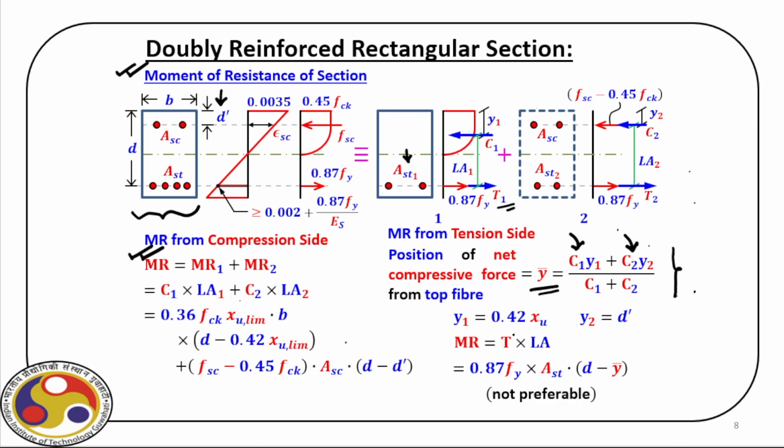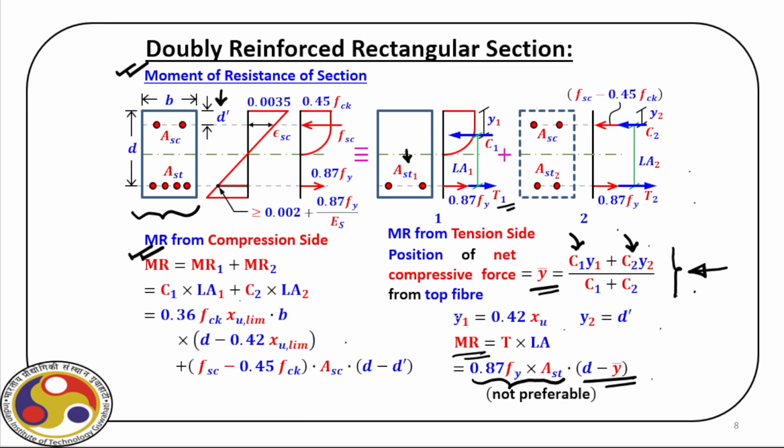Now Y1 is known to us, that is 0.42 times XU, which comes from the singly reinforced section, and then Y2 is the D prime, right? Now, once we get this, we have to take the tensile force times the lever arm, and the new lever arm is nothing but D minus Y prime. Y prime we have already figured out from this expression. For the tensile force, we can easily calculate that it is 0.87 Fy times AST, times the lever arm gives us the value of moment of resistance.